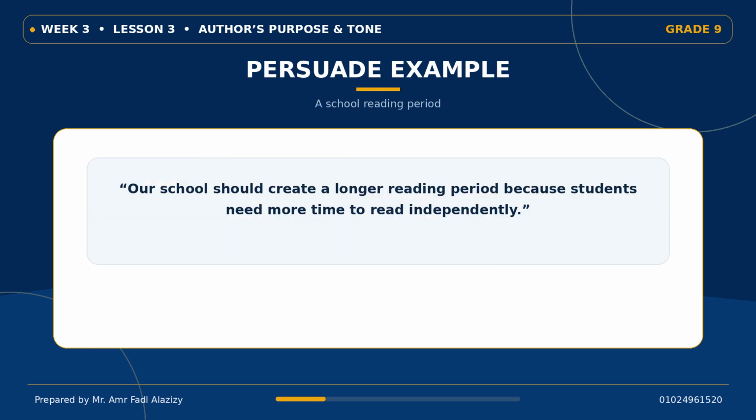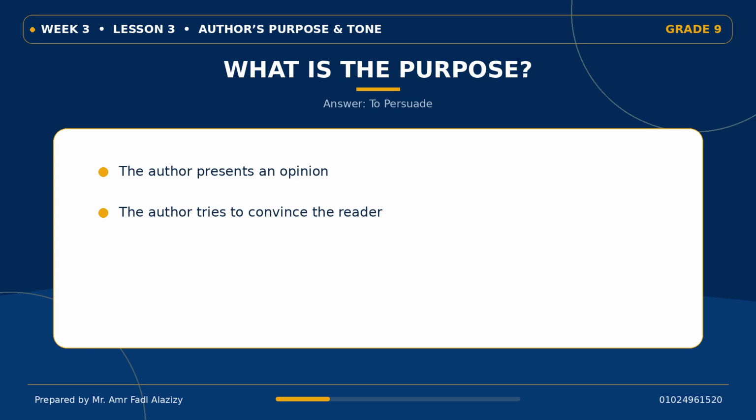For example, our school should create a longer reading period because students need more time to read independently. What is the author's purpose? The purpose is to persuade. The author presents an opinion and tries to convince the reader.